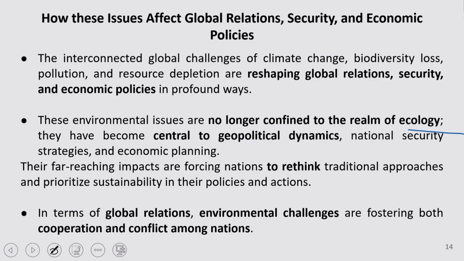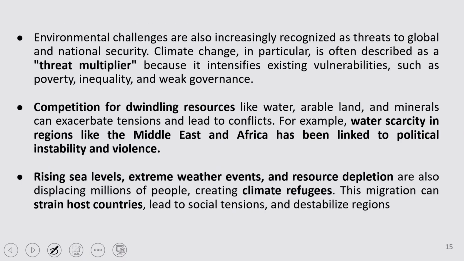Additionally, transboundary issues like air and water pollution or shared resource depletion require cross-border cooperation, which can sometimes lead to disputes such as those over river systems or fisheries. So in terms of global relations, we can see that environmental challenges are fostering both cooperation and conflict among nations.